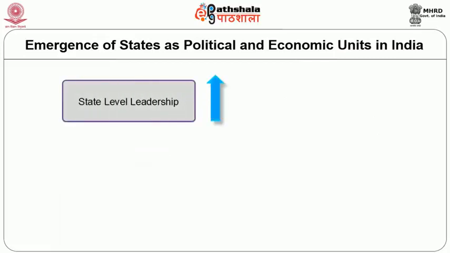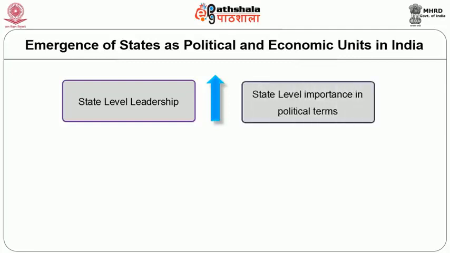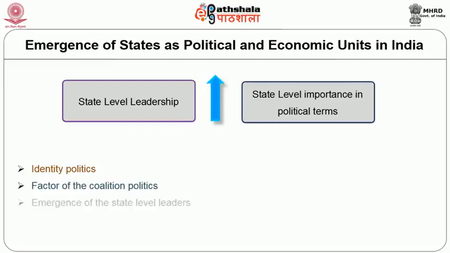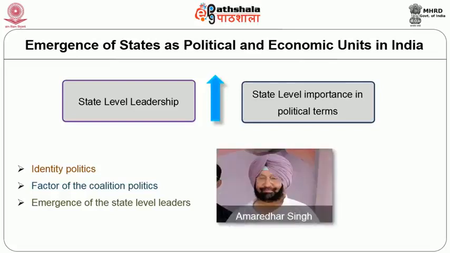So with the rise of the state level leadership, you also find that the state level leadership rise has led to the rise of the state's importance in political terms. So I have referred to you about identity politics. I referred to the factor of coalition politics. Just now I have referred to the emergence of the state level leaders who really shape, like you can refer to a leader like Amrinder Singh from Punjab, a Congress leader.